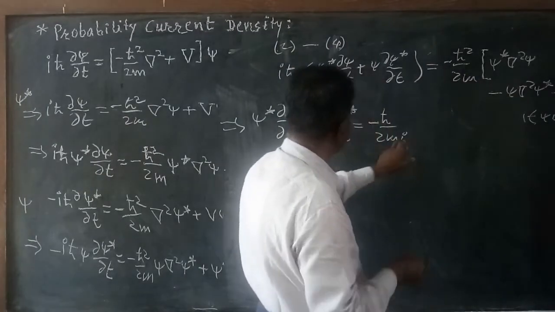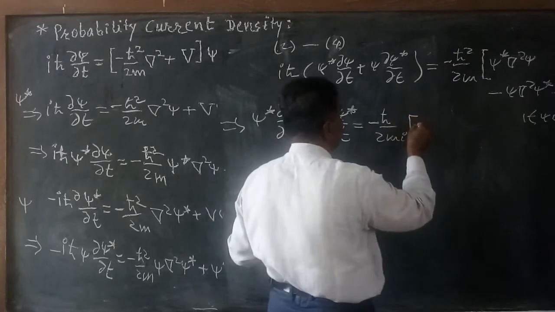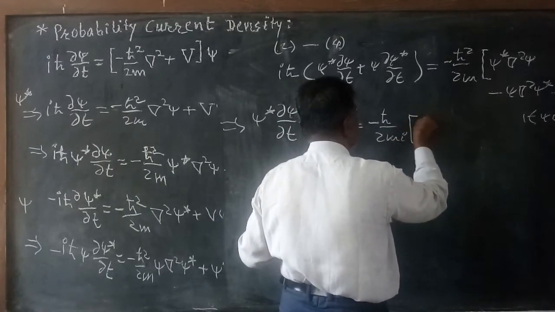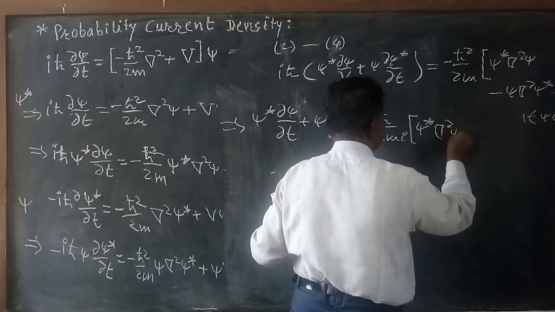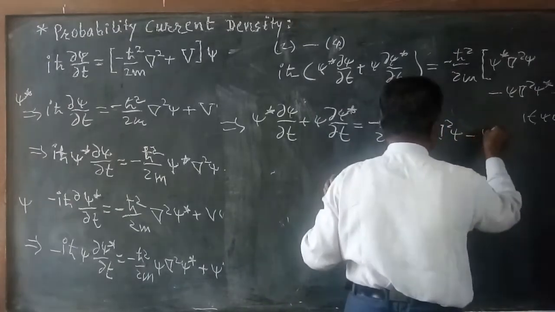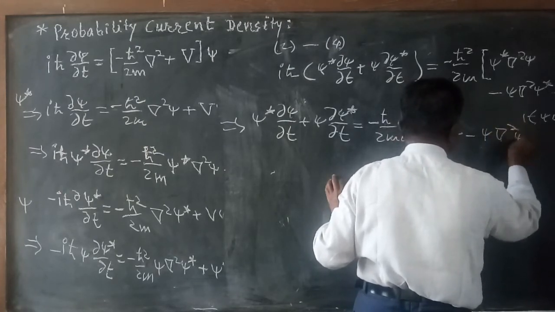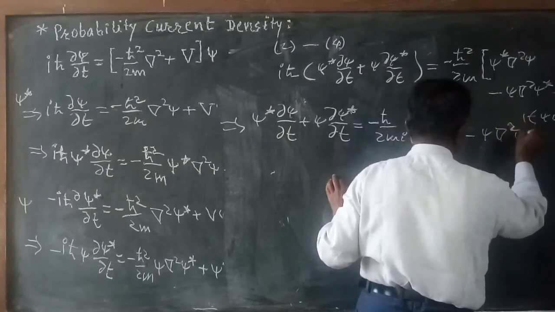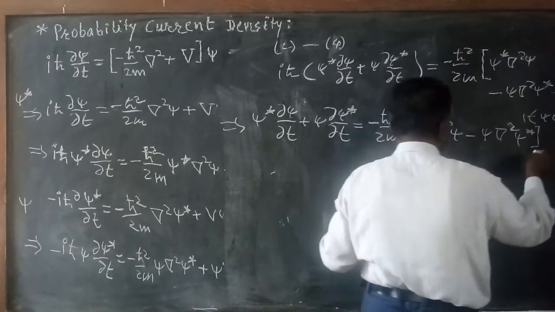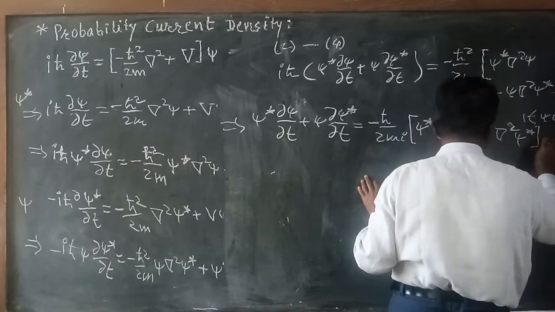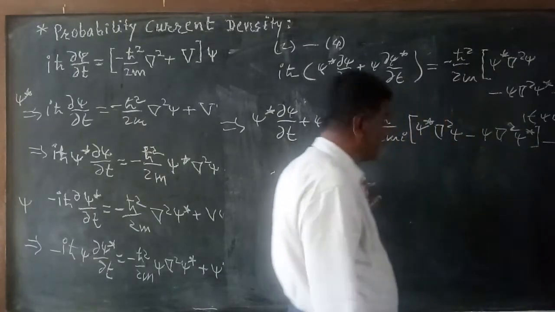So coming to this side, we are getting this equation, and in the bracket we are getting ψ* ∇²ψ minus ψ ∇²ψ*. So here is ∇²ψ*. So we are getting this equation. Suppose this is the next equation, after equations 1, 2, 3, 4, this is the fifth equation. So we are getting the fifth equation.